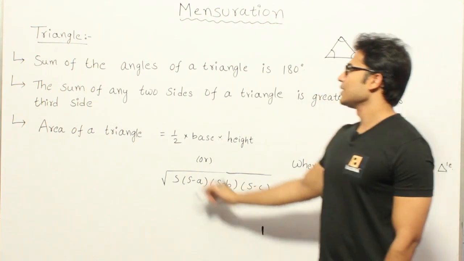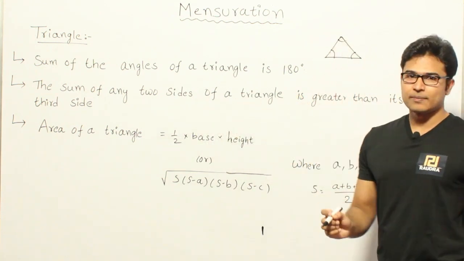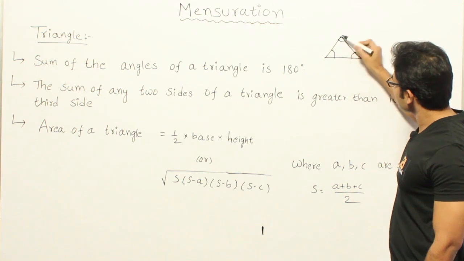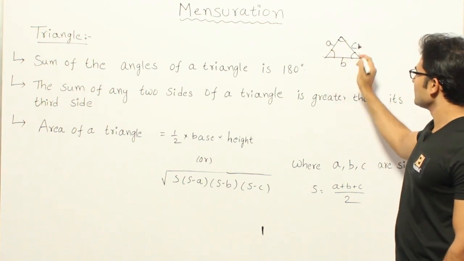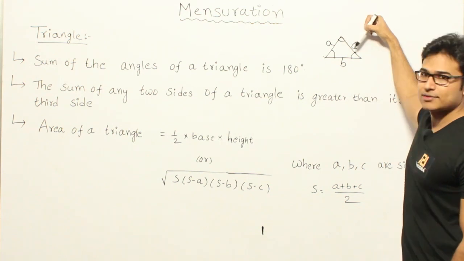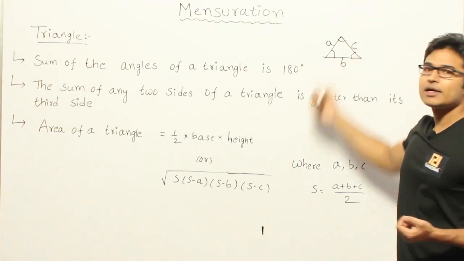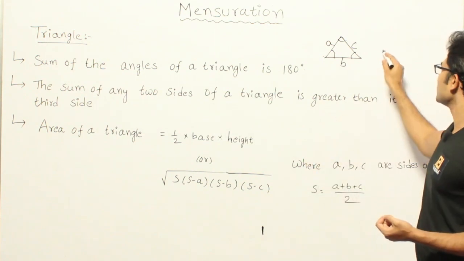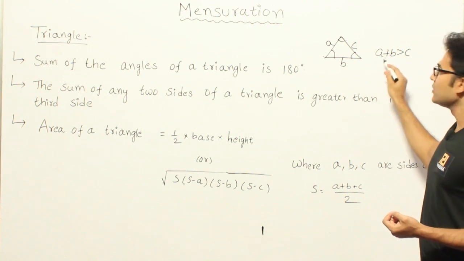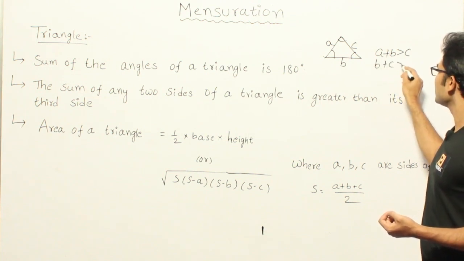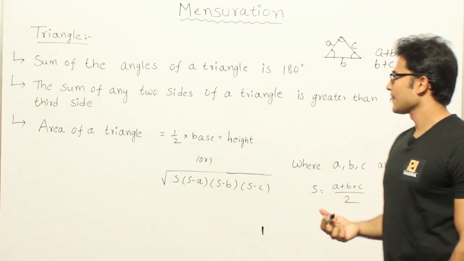And next one is, the sum of any two sides of a triangle is greater than its third side. Now assume that the length of this side is A and the length of this side is B and the length of this side is C. Now you can choose any two sides and add up the lengths, then that will definitely be greater than the third side. So what I mean to say is, if you take A plus B, that will definitely be greater than C. Similarly, you can take B plus C, that will definitely be greater than A, right? So this is the meaning of this statement.